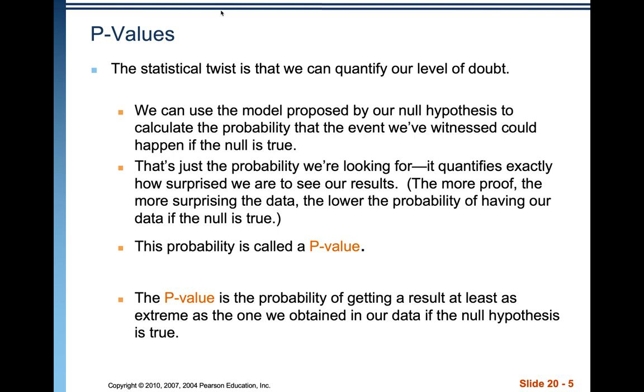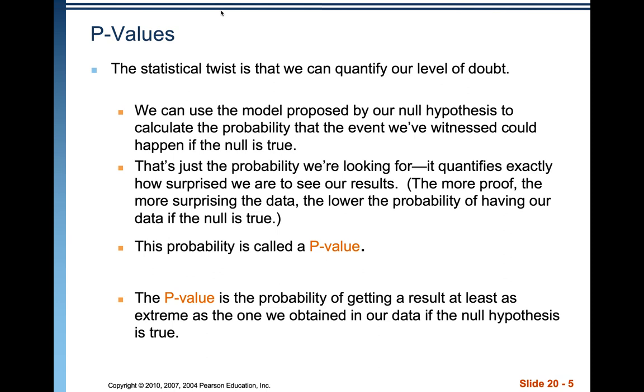The statistical twist is that we can quantify our level of doubt. We can use the model proposed by our null hypothesis to calculate the probability that the event we've witnessed could happen if the null is true. That's just the probability we're looking for. It quantifies exactly how surprised we are to see our results. The more evidence, the more surprising the data, and the lower the probability of having our data if the null hypothesis is true. This probability is called a p-value.